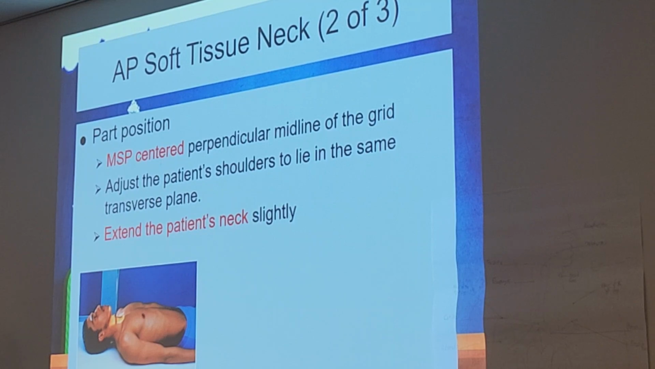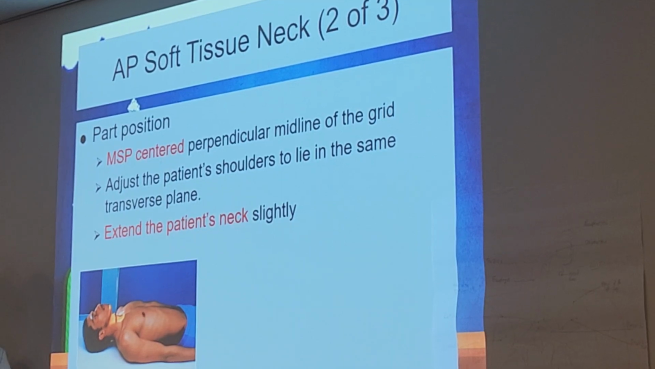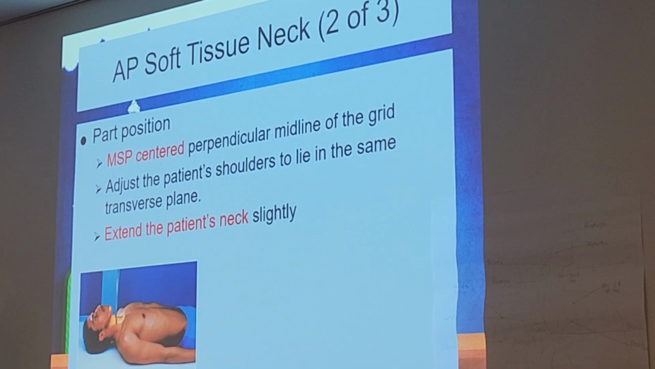All right, what's the part position? Well, MSP, standard perpendicular midline of the grid. We're gonna extend the patient's neck slightly. When we say extend, what are we doing with the neck? Lift the chin. Slightly lifting the chin a little bit. Now, not so much that it's way back, just a slight extension of the chin, guys. Very slight. And that reason is for what? Why do we extend the chin?